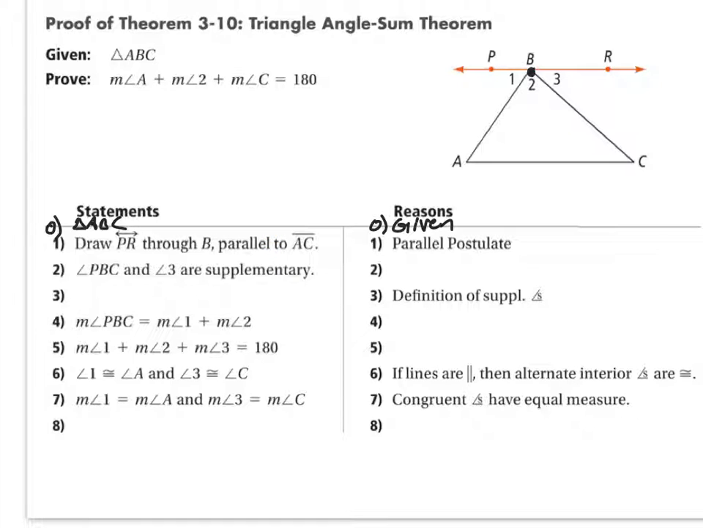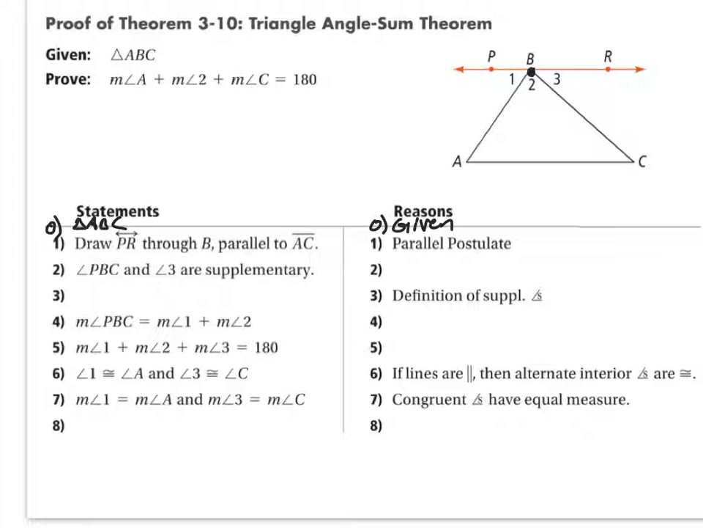All right. So when they did that, they now are talking about 3 angles. 1, 2, and 3. We want to prove that the measure of angle A plus the measure of angle 2 plus the measure of angle C add up to 180 degrees. And angle 2, angle A, and angle C are the 3 interior angles of our triangle. So how can we prove that?